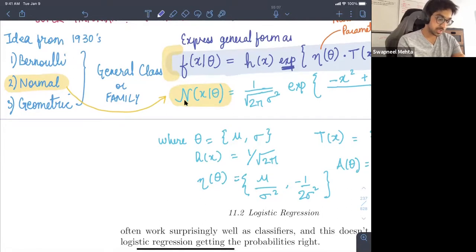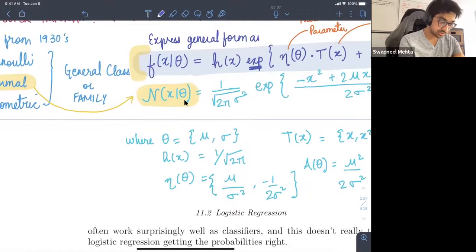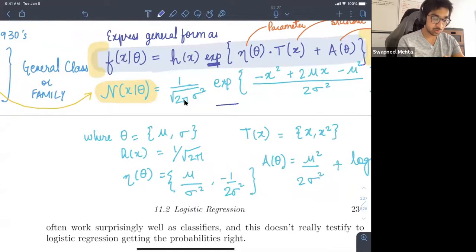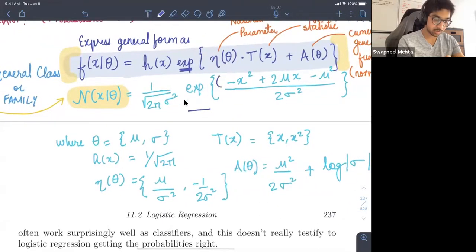So what does this mean? I'll take the normal distribution, for example, normal of x given theta, where your parameters are equal to mu and sigma. You know that this is the form 1 by the square root of 2 pi sigma square, exponent of minus x minus mu the whole square by 2 sigma square. So I just expanded it out, a minus b the whole square, so a square minus 2ab plus b square, all times minus 1.